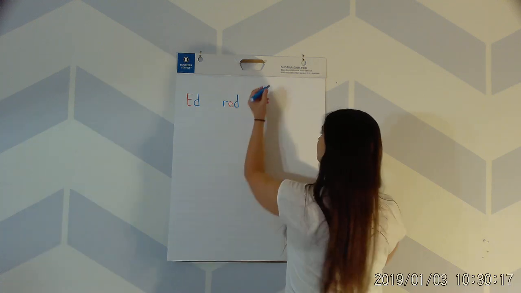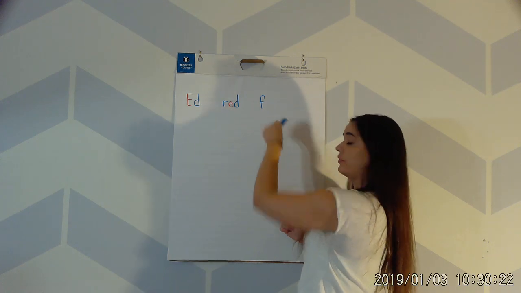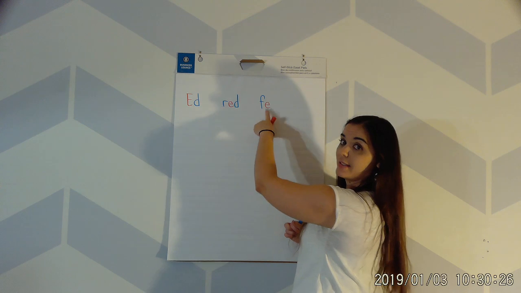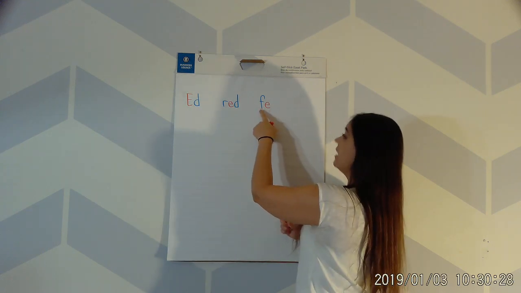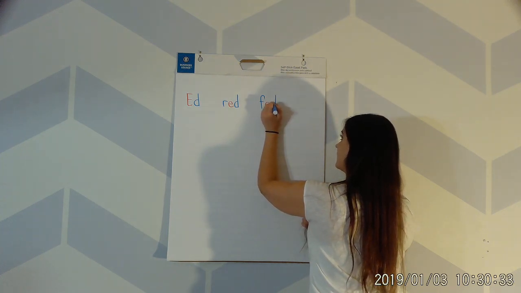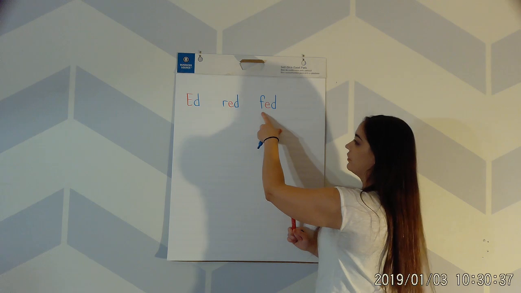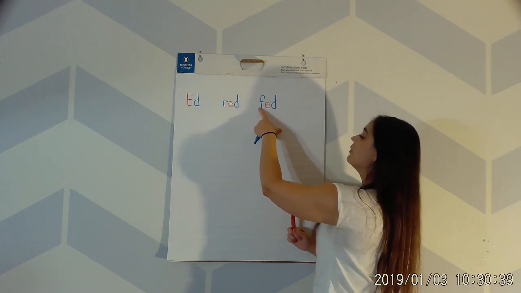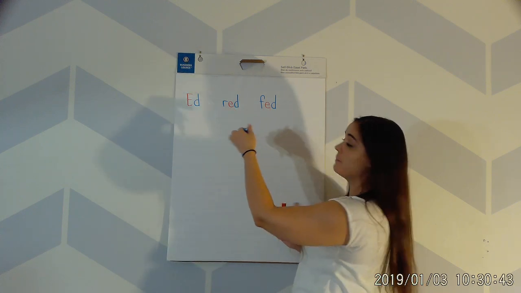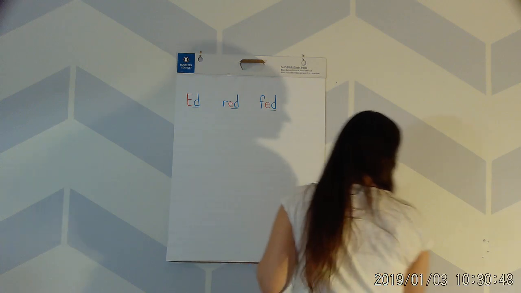Next word. Fed. Your turn. Fed. What does F say? And E says eh, fe. And D says da. Let's blend. Fed. So I notice already that all three of these words rhyme. They all have that same ending sound, that ED.